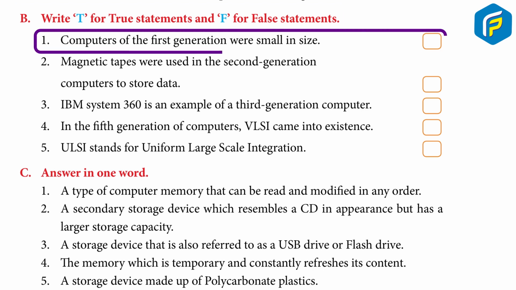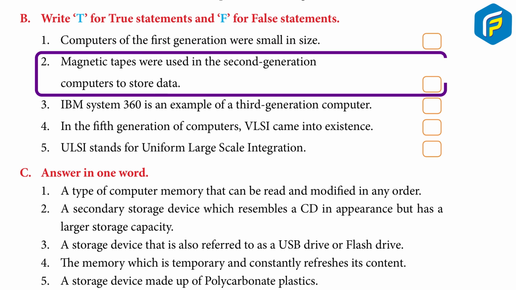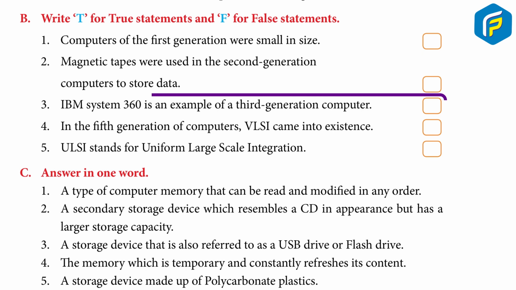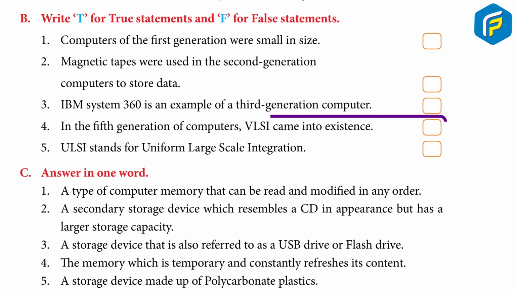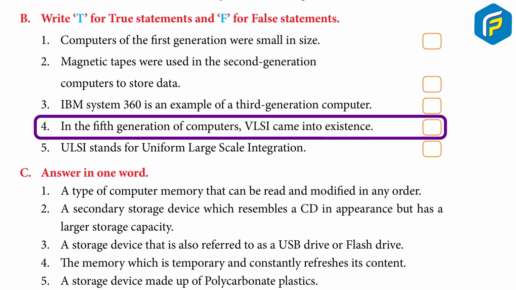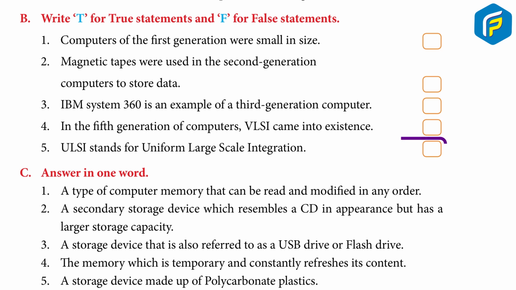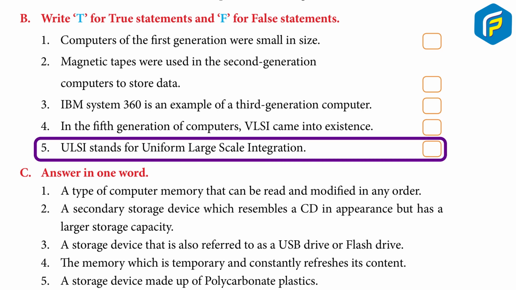1. Computers of the first generation were small in size. Answer: true. 2. Magnetic tapes were used in the second generation computers to store data. Answer: true. 3. IBM System 360 is an example of a third generation computer. Answer: true. 4. In the fifth generation of computers, VLSI came into existence. Answer: true. 5. ULSI stands for Uniform Large Scale Integration. Answer: false.